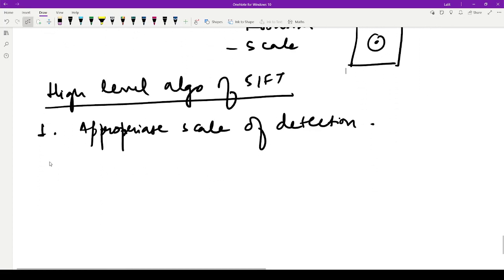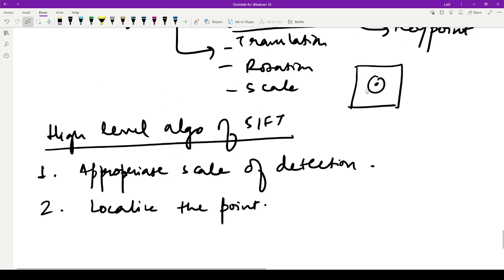So once you have an appropriate scale of detection, what next you need to do is localize the point. Localize why? Because since you are using patches out there, you want to know which exact location the key point should arrive at and not a patch out there. So that exact location will help us. If you're using any kind of geometric transformations, for instance, it will help you to reduce the errors for the geometric transformation. That's why you want to localize the points as well as possible.